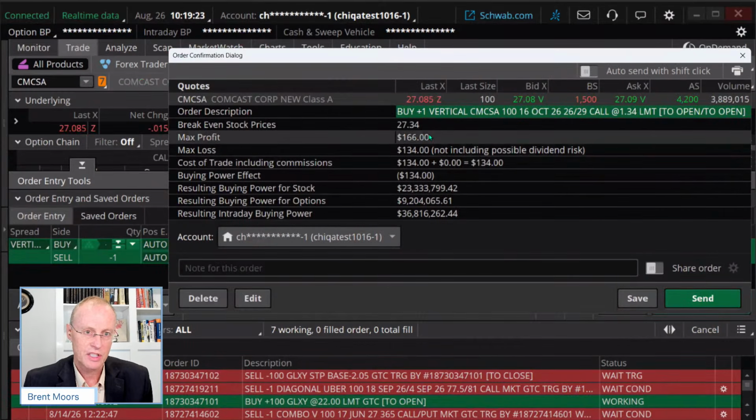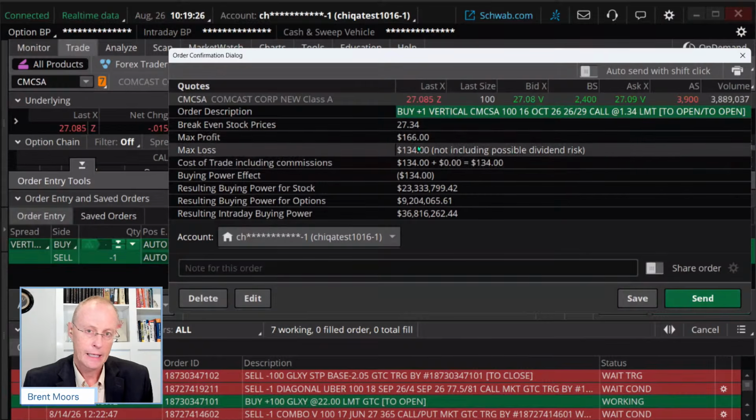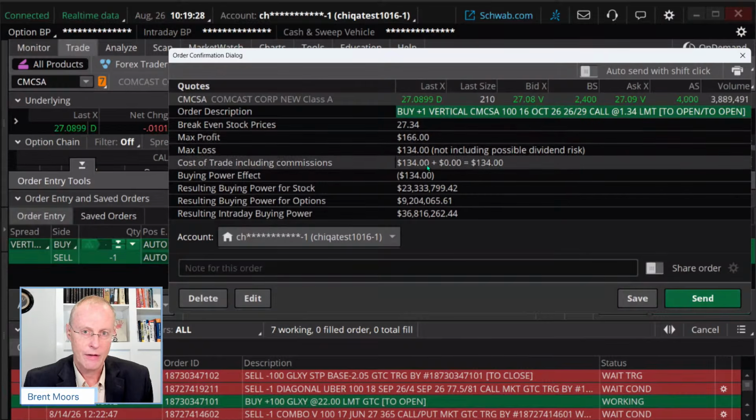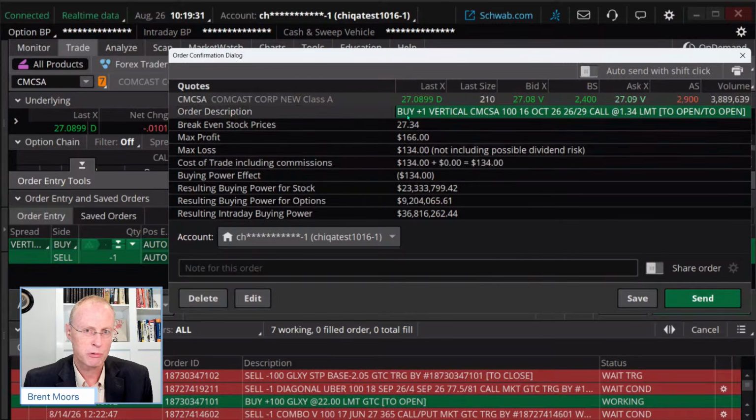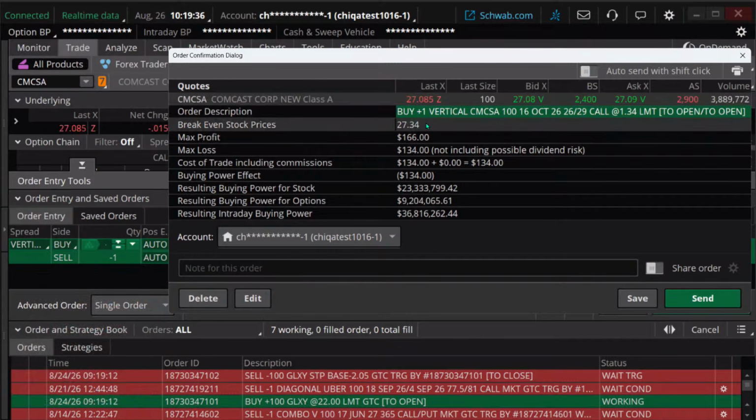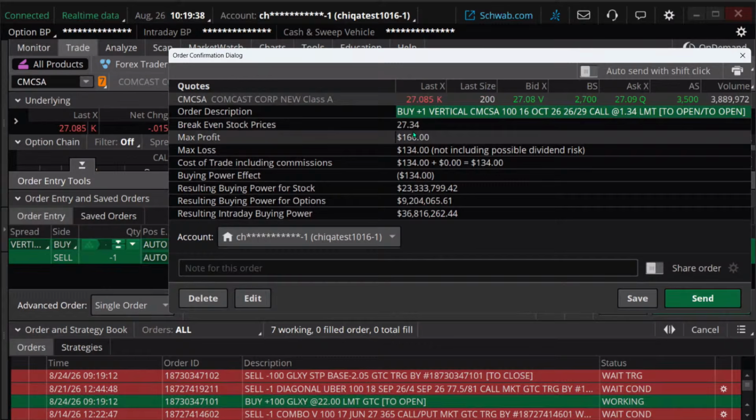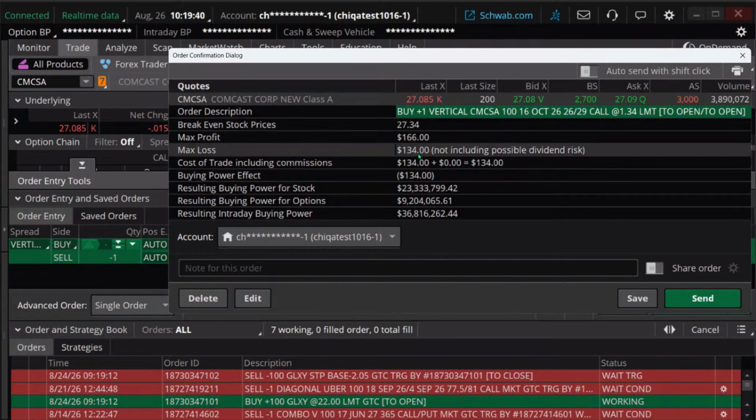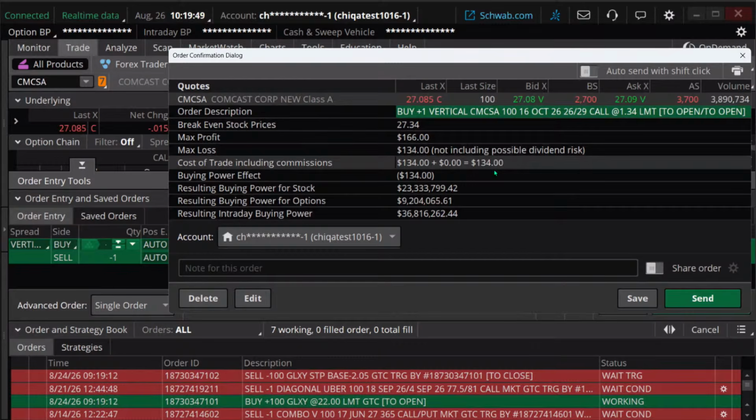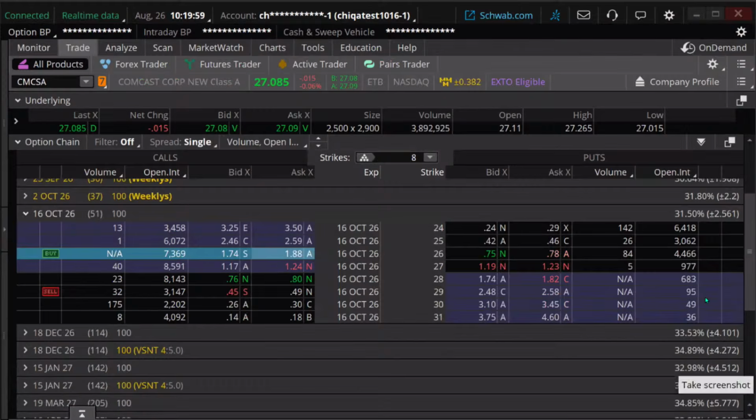Max profit 166, max loss 134. Keep that in mind. Break even is about 27.34, which is pretty close to where we're at. We're at 27.08, so we need it to go up just a little bit to hit our break even. And ultimately we have more max profit than max loss. We're planning that the technical analysis, that the trend is going to hold. Let me send this here, and I'm just going to do one contract on that.